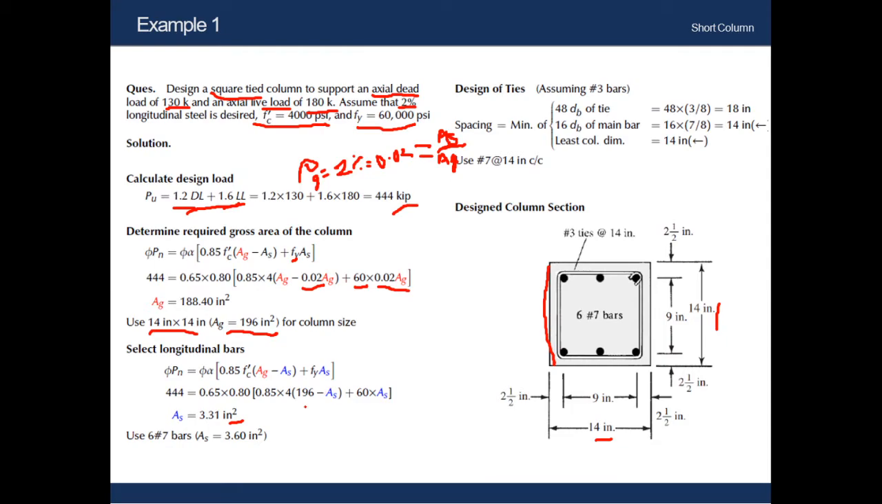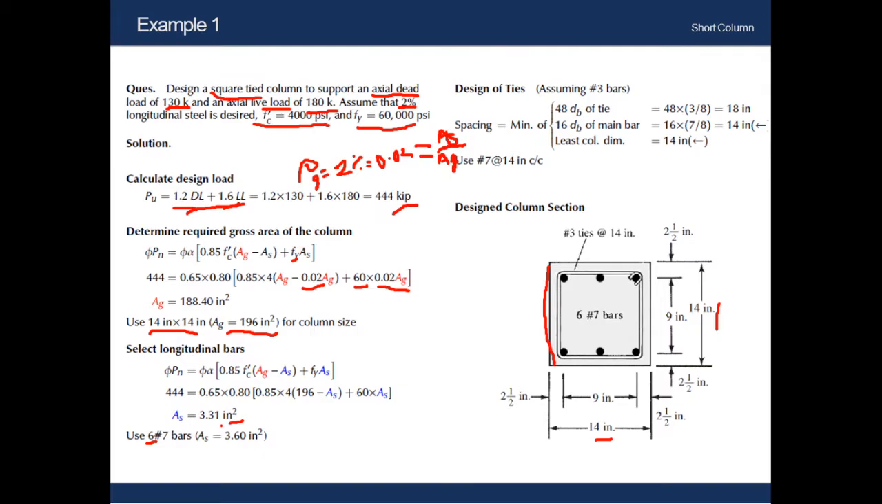So the total area of the steel is 3.31. How many number 7 bars do we need to use? That means 3.31 divided by 0.6, so we have got 6 number 7 bars that we have to use in order to design this column.